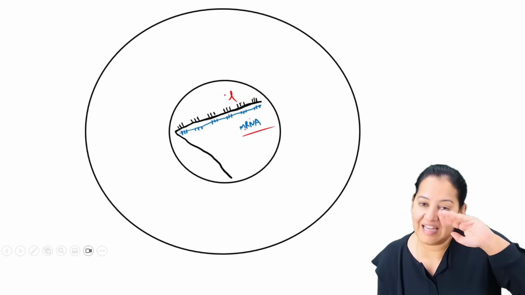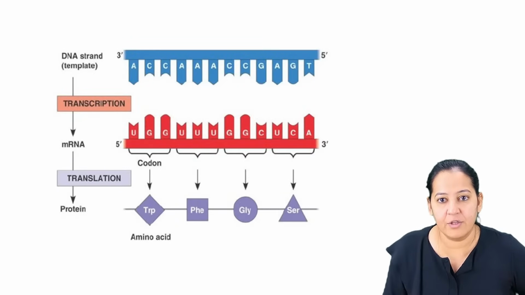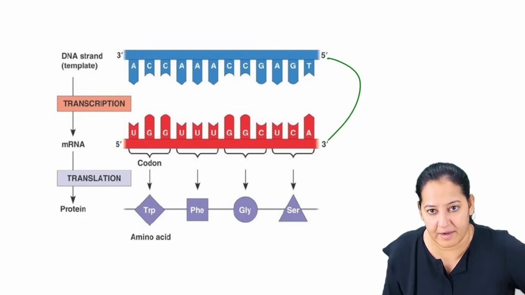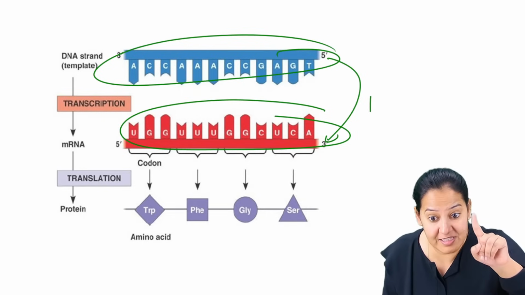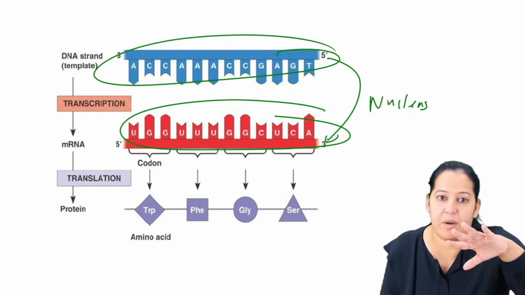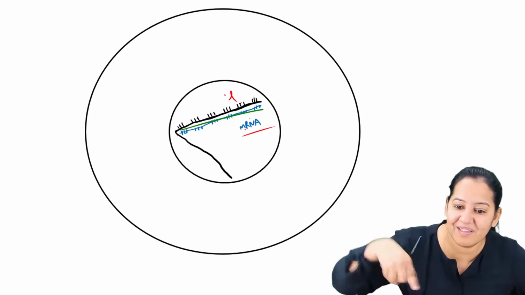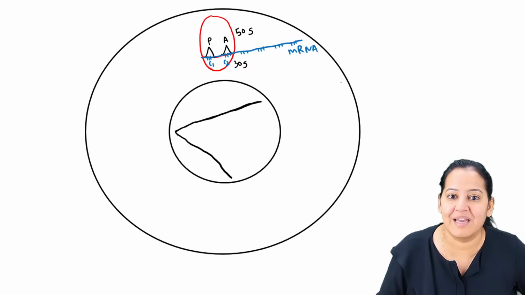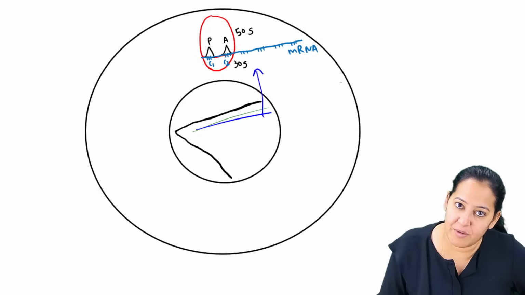Now this mRNA will leave the nucleus and come into the cytoplasm. You can see the leading strand of DNA get converted to mRNA. This takes place in the nucleus of the bacteria. This is transcription. Now this mRNA will leave the nucleus and come into the cytoplasm, to the ribosome. So see, it has already left the nucleus, and it has come into the cytoplasm to the ribosome.